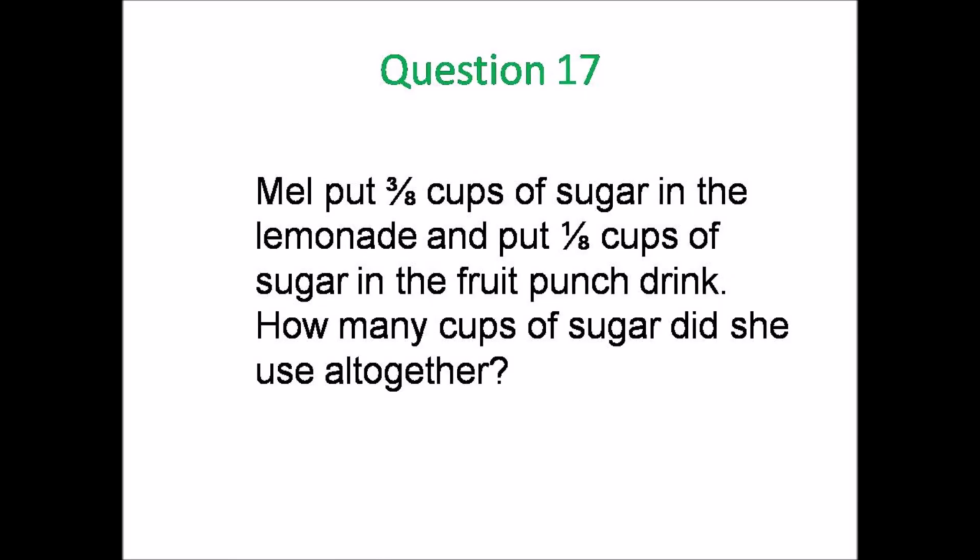And question 17. Mel put 3/8 cups of sugar in the lemonade and put 1/8 cups of sugar in the fruit punch drink. How many cups of sugar did she use altogether? Mel put 3/8 cups of sugar in the lemonade and put 1/8 cups of sugar in the fruit punch drink. How many cups of sugar did she use altogether?